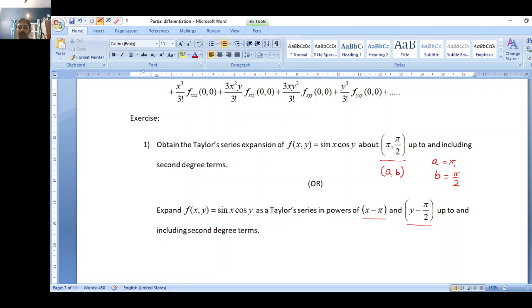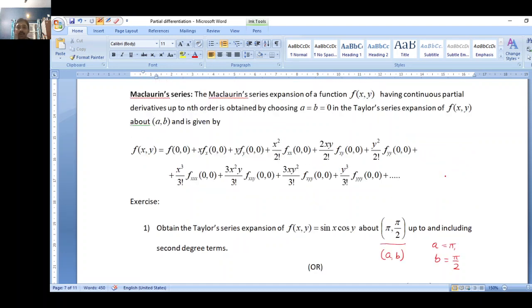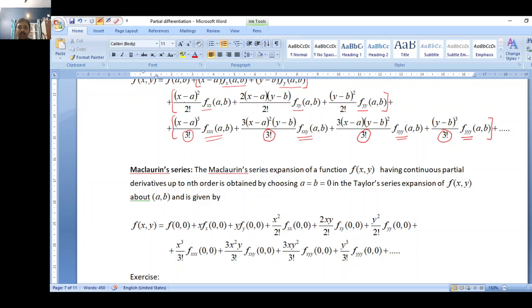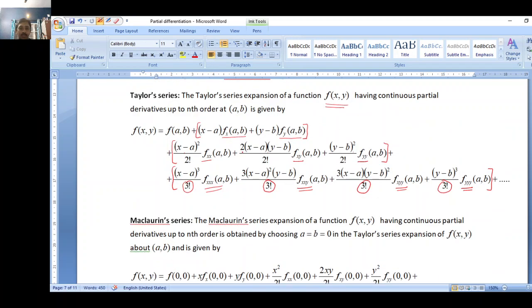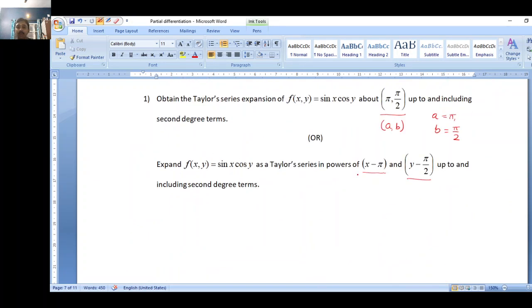Correct? So a is pi and b is pi by 2, and accordingly when you go for the expansion, as you can see here, all the terms in the expansion will be in terms of x minus a and y minus b, and that means to say that in this problem we have terms in the form of x minus a, which is x minus pi, and y minus b, which is y minus pi by 2. Okay, so basically both are ultimately two different versions of the same question. Fine. So we'll go about answering this question.